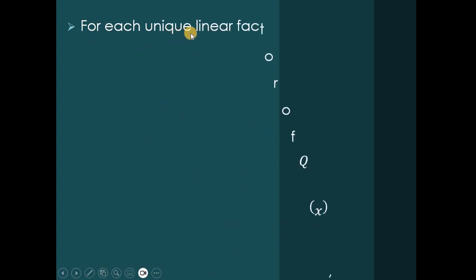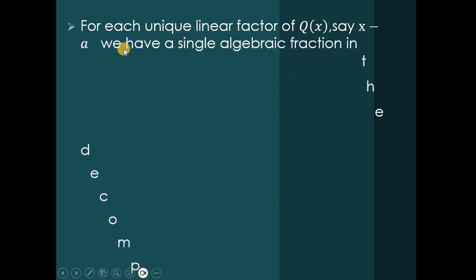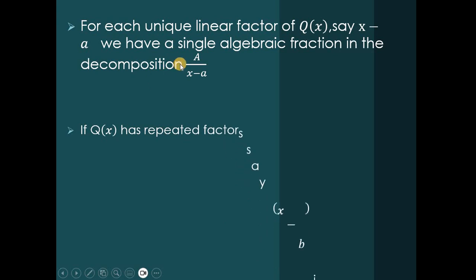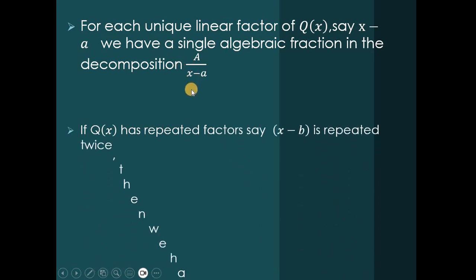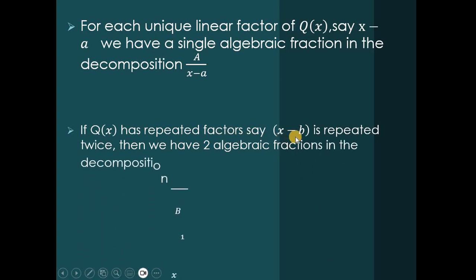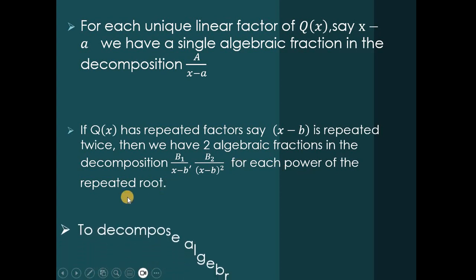For each unique linear factor of Q of x, say x minus a, we have a single algebraic fraction in the decomposition of the form A over x minus a. If Q of x has repeated factors, say x minus b is repeated twice, then we have two algebraic fractions in the decomposition of the form B1 over x minus b and B2 over x minus b squared, for each power of the repeated root.